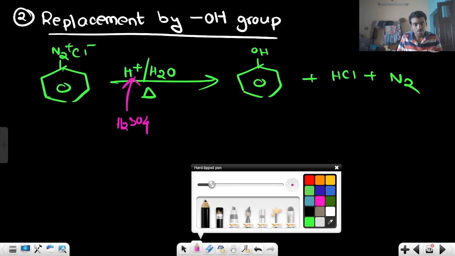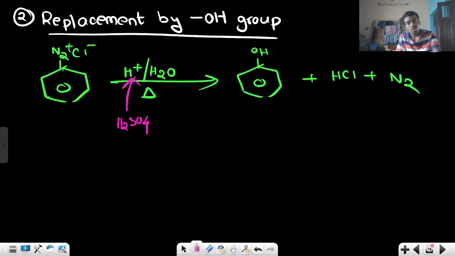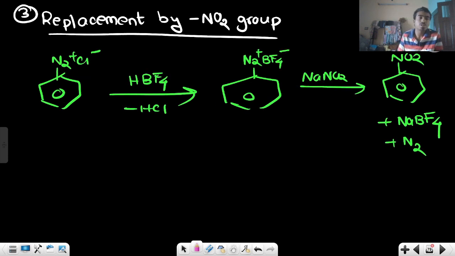Okay, so if you want to replace by OH group, then N2 plus heat along with H plus water, you will get phenol, HCl, N2. Done. If you want to replace it by nitro group, then first you use HBF4, then the Cl minus will be replaced by BF4 minus. Next step, use NaNO2, then NO2 will enter and sodium will react with BF4 to form NaBF4, and N2 will move out. Clear? This is replacement by NO2 group.